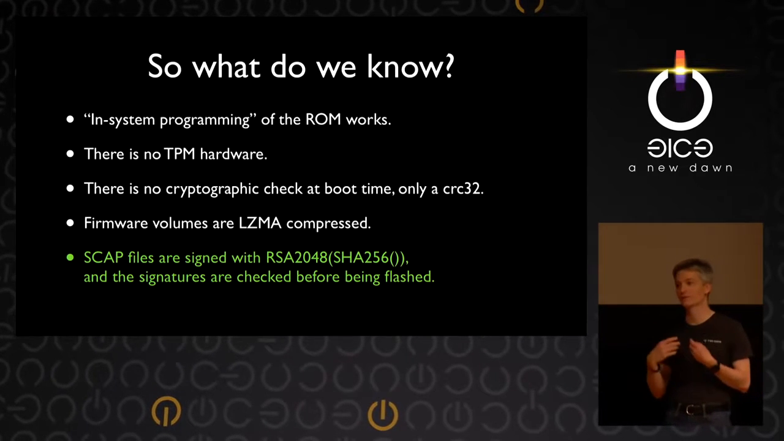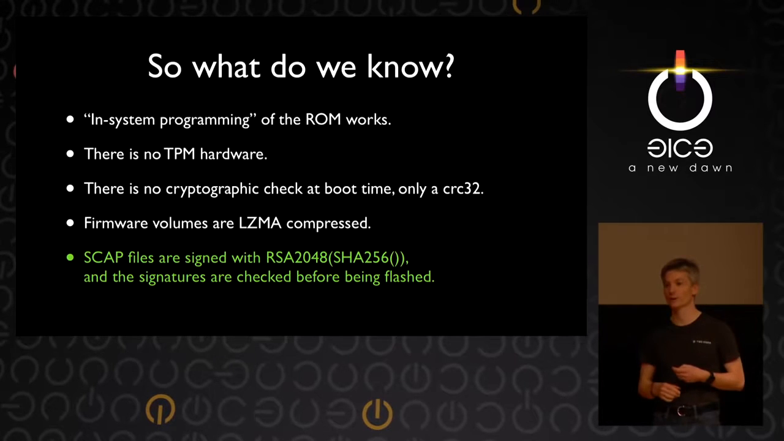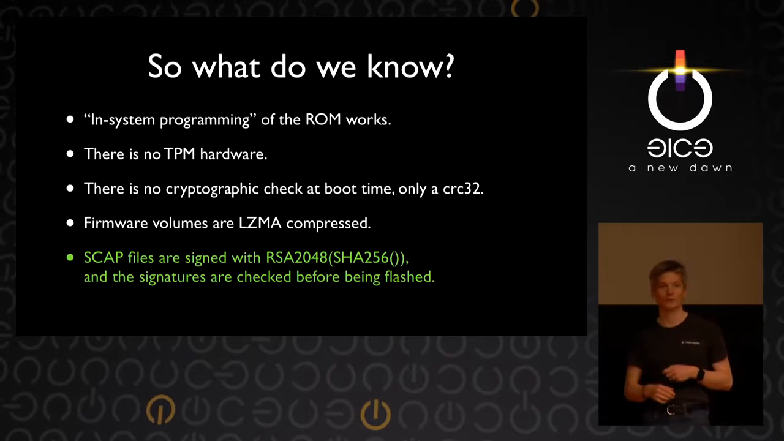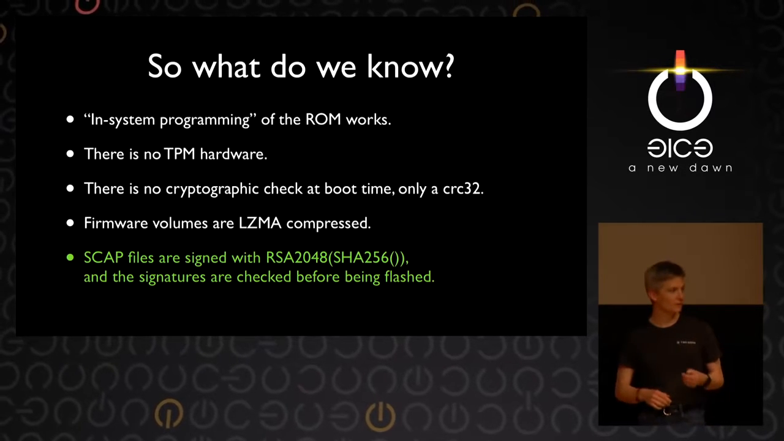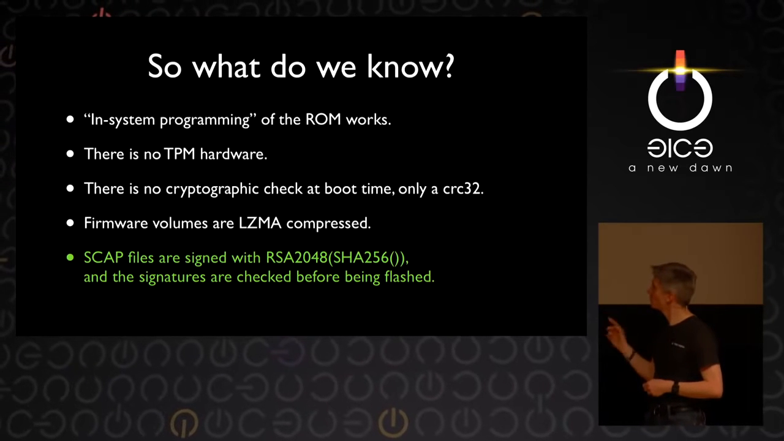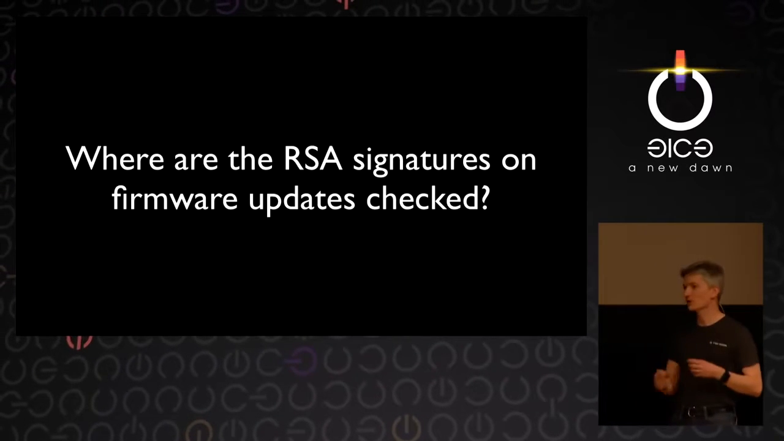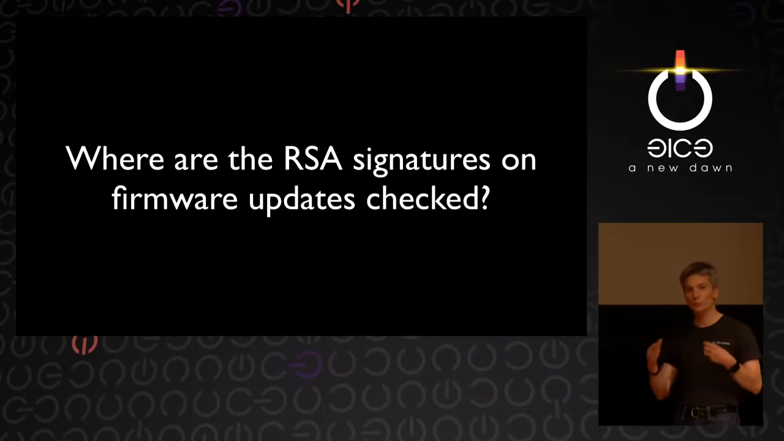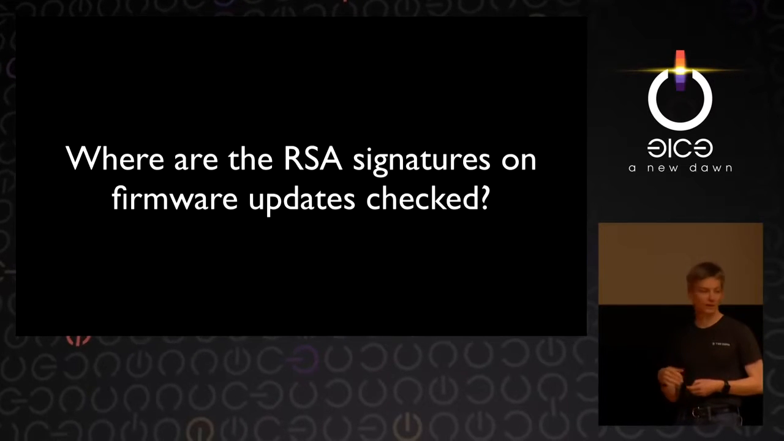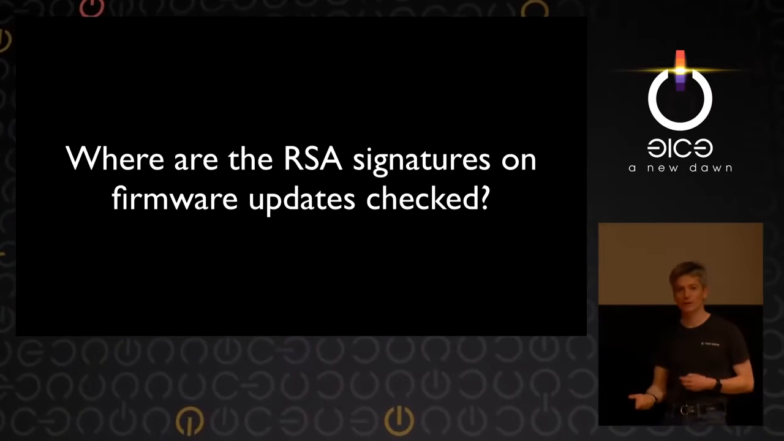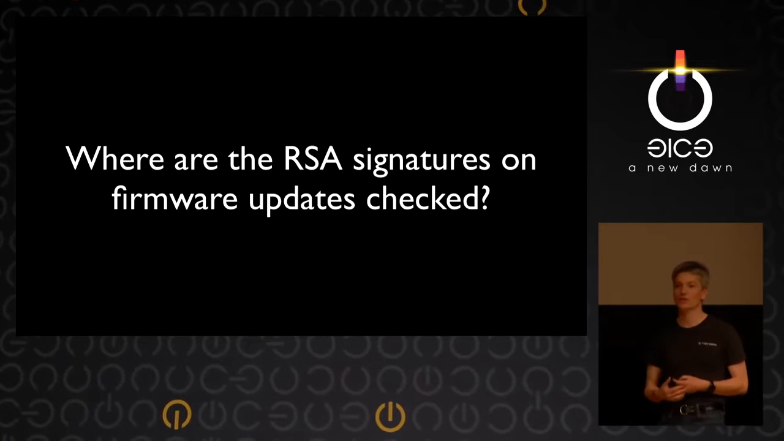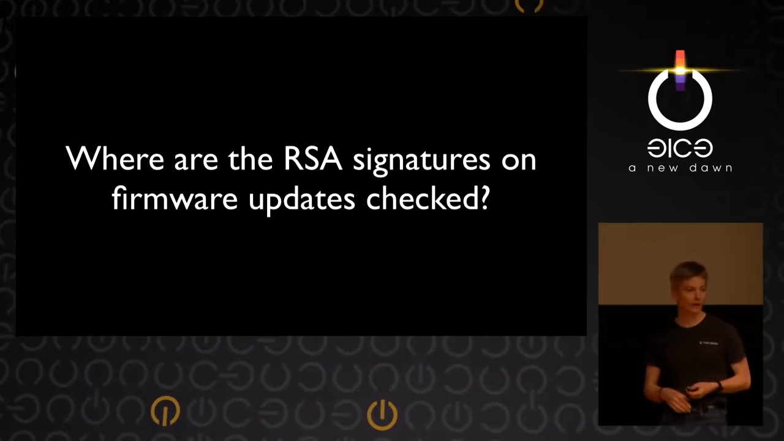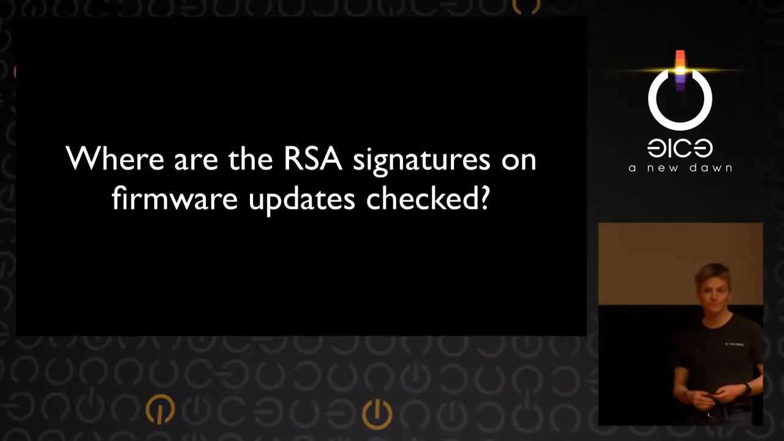You will have to do a full in-system programming reflash of the ROM to clear that. So, but where are those signatures being checked? We know somewhere in that update process, but it could be hardware again. The management engine or the SMC perhaps could be helping out, or it might just be software.